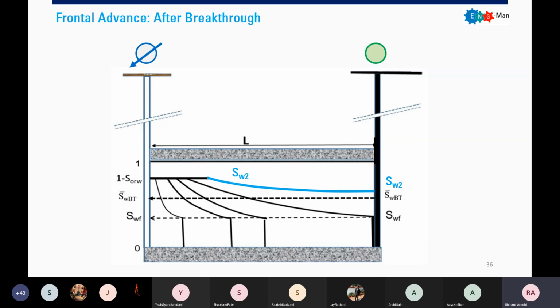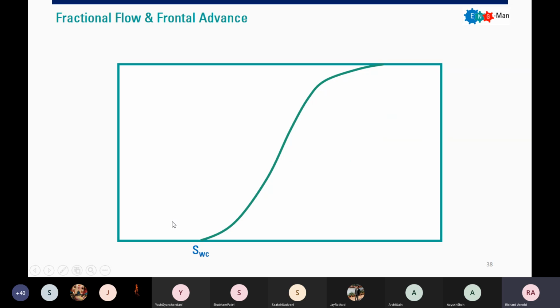And after breakthrough, of course, we will have higher water saturation. In this case, it is called SW2. Okay, at SW2, you will arrive at this water saturation called SW2 at this producer. But on average, you will have this one, SW2 bar, average water saturation at time 2 after water breakthrough. Okay, and this is the schematic, but actually we can estimate it or we can calculate it using this approach.